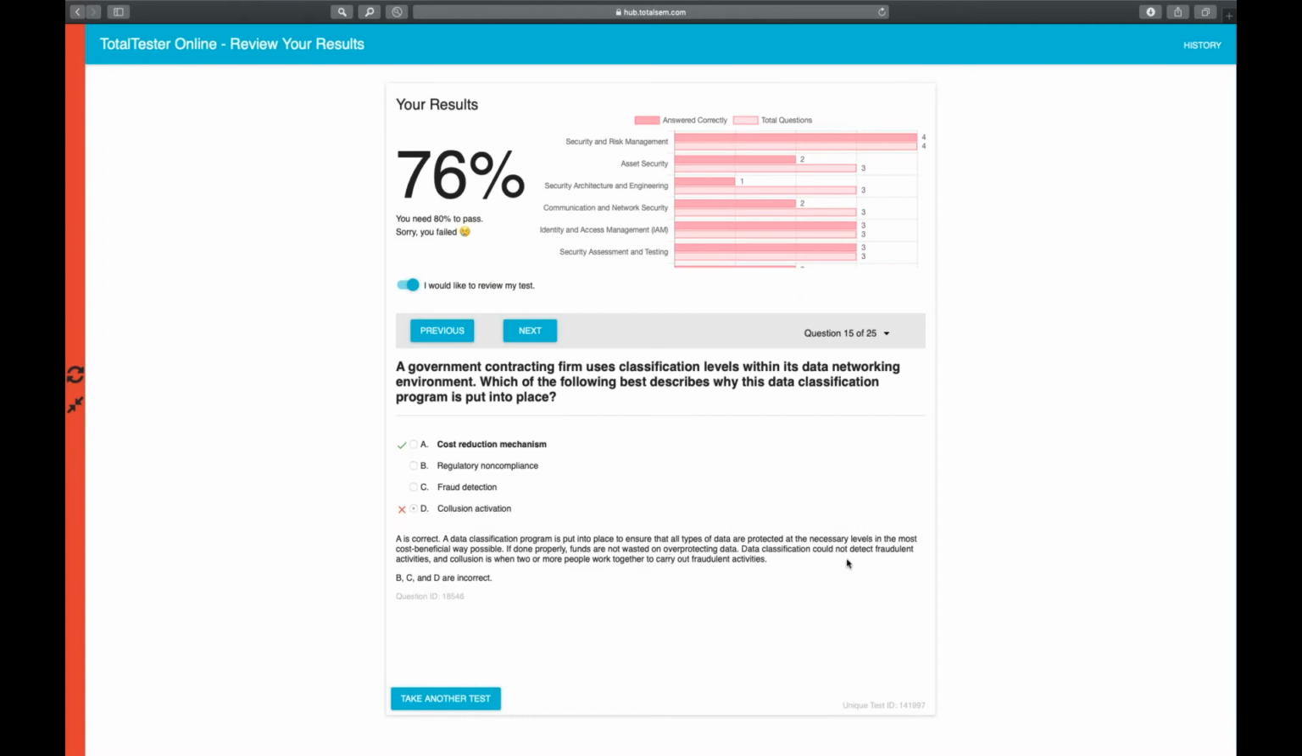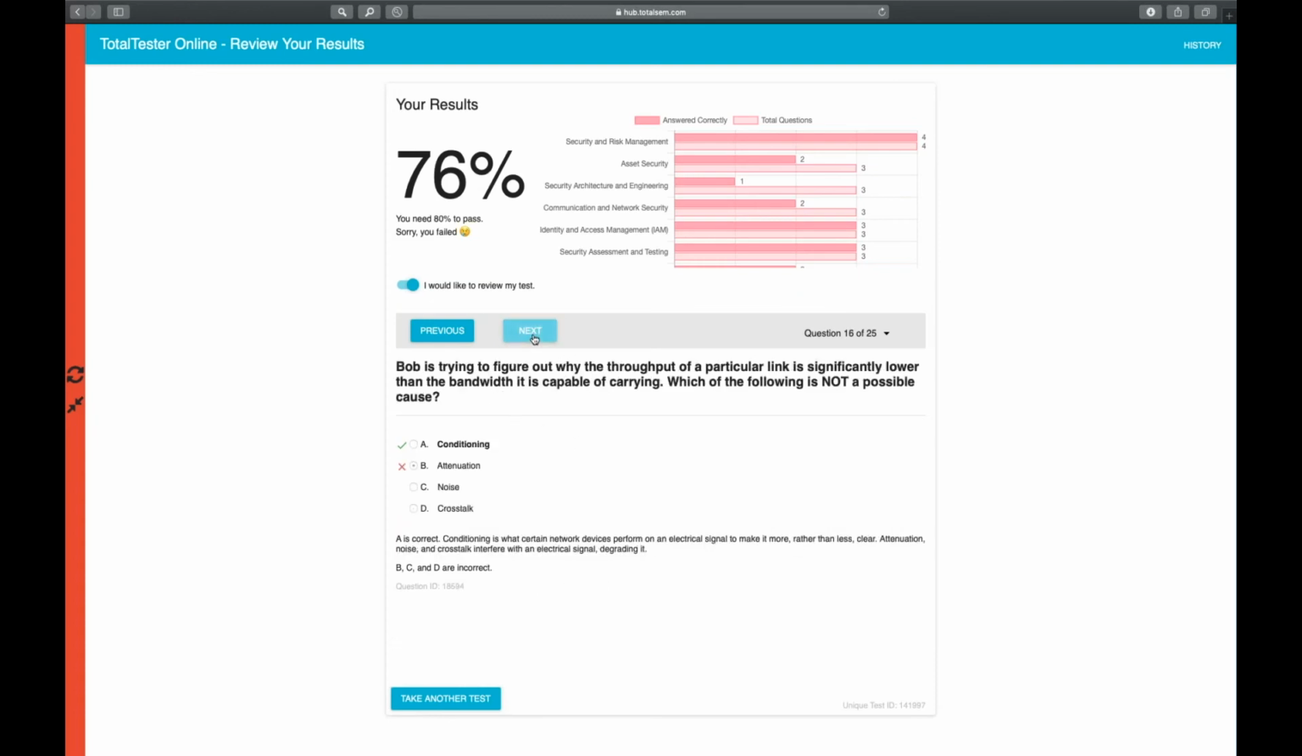Data classification could not detect fraudulent activities, and collusion is when two or more people work together to carry out fraudulent activities. Yeah, this is one where you can know the terms that they're using, but not completely understand the intent of the question. Oh, wow. And somebody, I think one of you said conditioning.